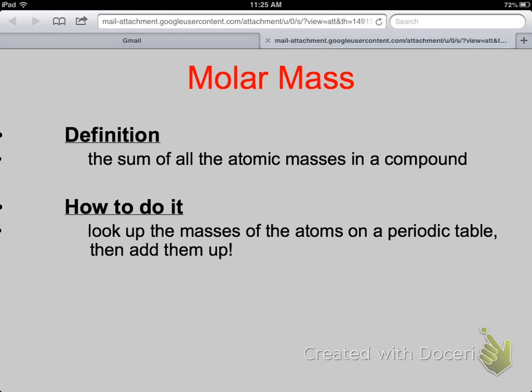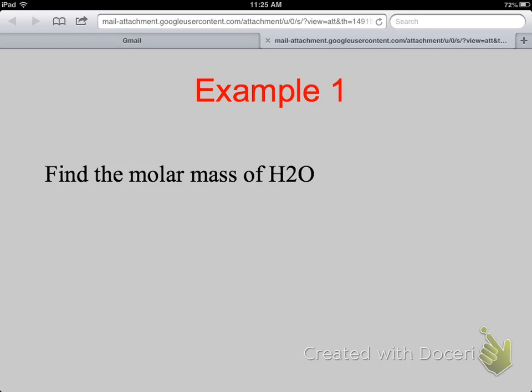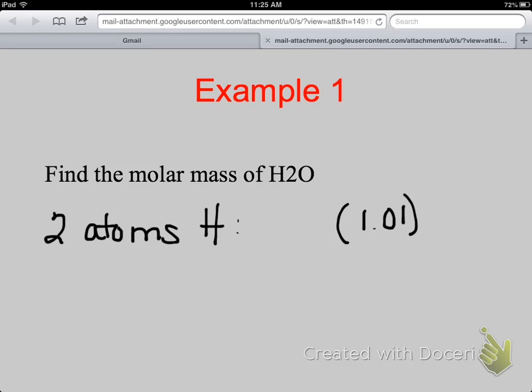For molar mass, we're going to add up all the atomic masses in the compound. So just look up the masses on the periodic table and add them all up. Easy enough. First example we'll do together is if I wanted to find the molar mass of H2O. So we have 2 atoms of H. When I look up the mass of hydrogen, it is 1.01. If you want to round to 2 numbers after the decimal point, that would be perfect. There's 2 of those, so you want to make sure to multiply to get 2.02 coming from the hydrogen.